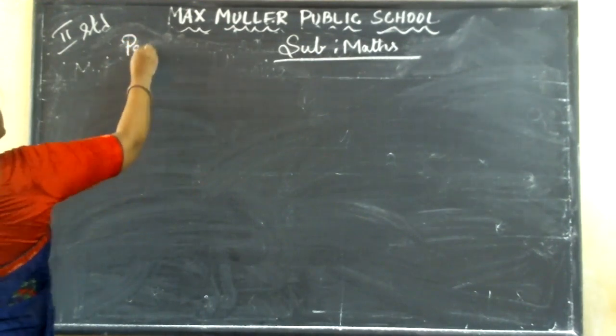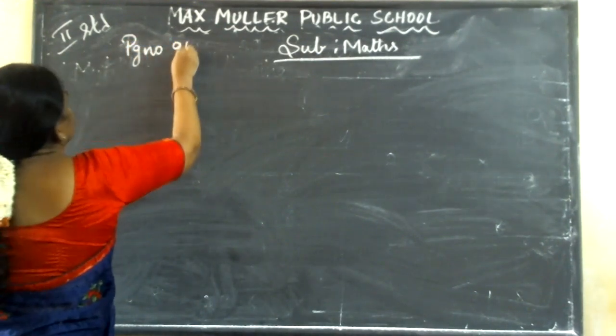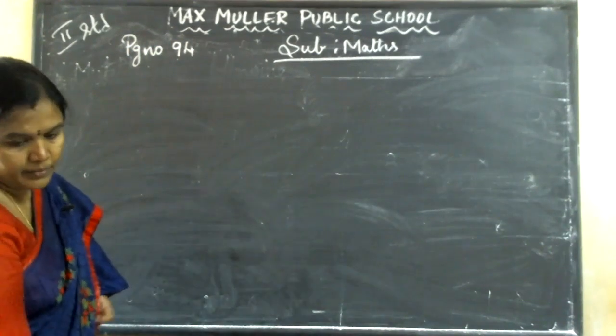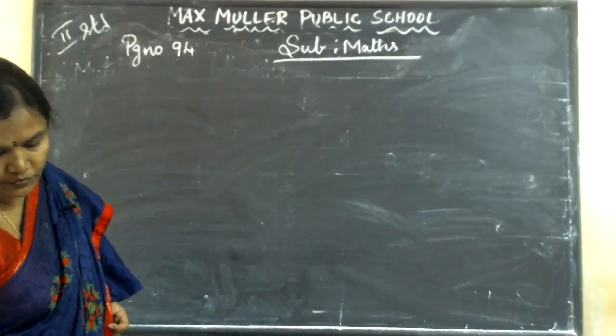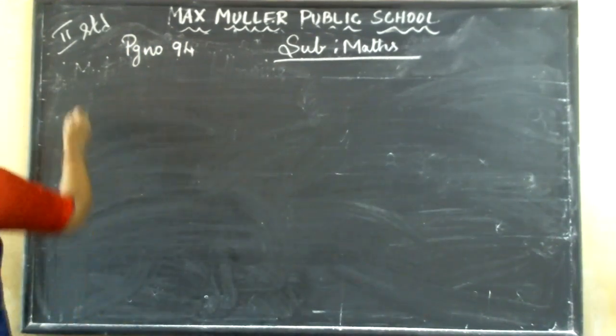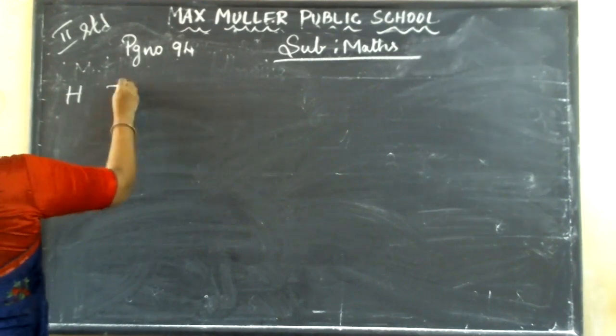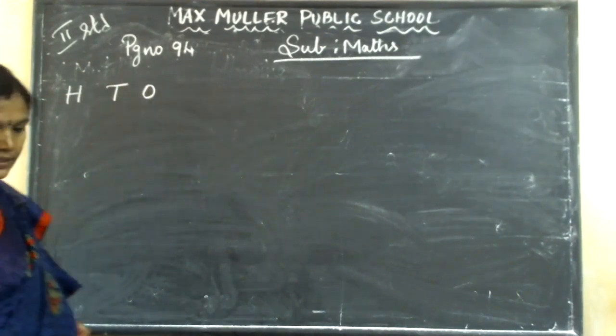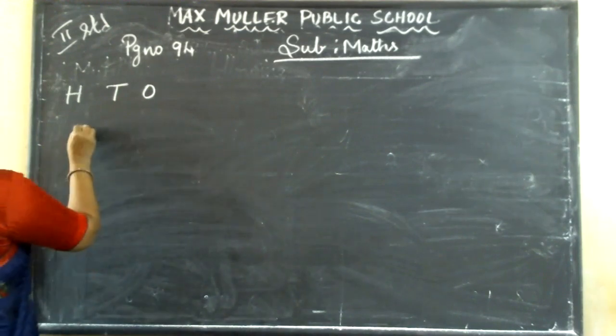Page number 94. Page number 94. Now start writing. Sharpen your pencil when you are writing in the textbook, children.